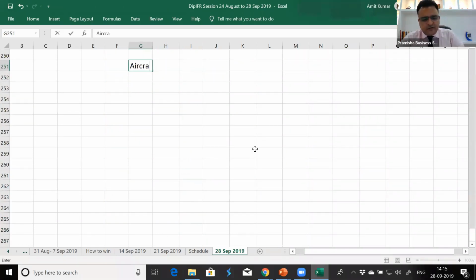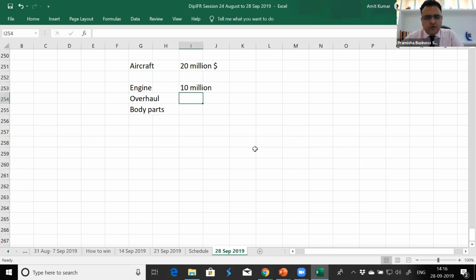There is an aircraft whose value is 20 million. It is divided into various components: engine, overhaul, body parts. Engine has a value of 10 million. Overhaul has a value of 4 million, and other body parts has a value of 6 million.